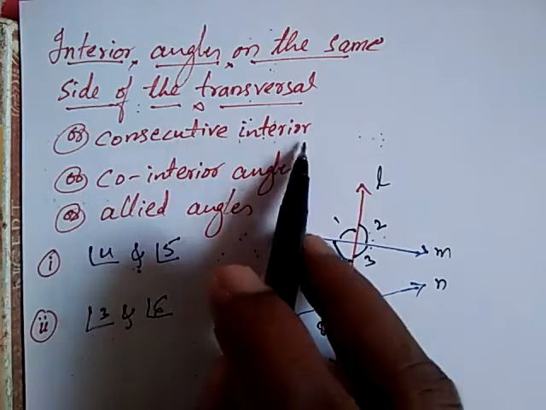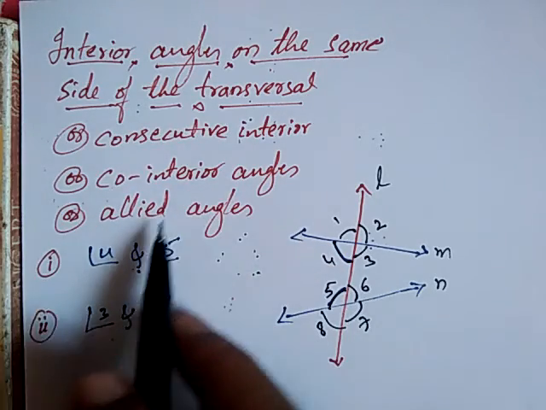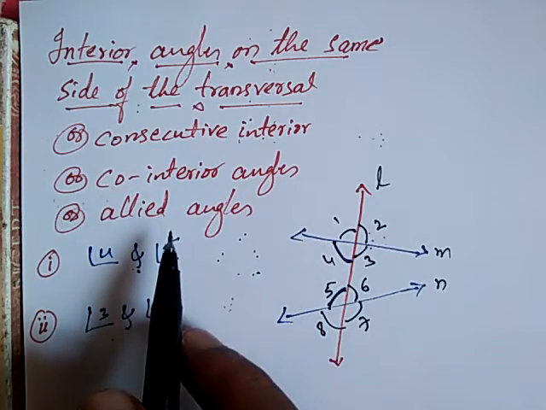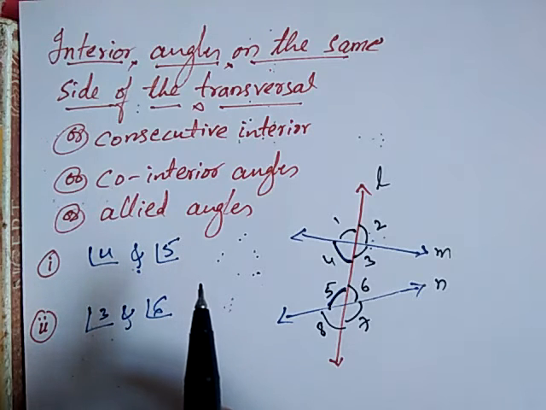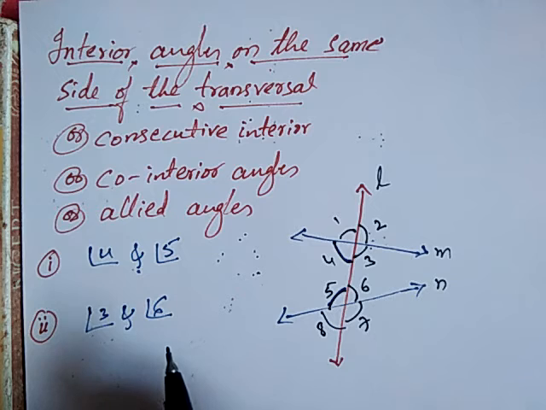This is also known as consecutive interior, co-interior angles, or allied angles. So a few axioms we will see. Axioms means we have a statement that we must agree with, and we don't have any proof. Okay, a few axioms we will see now.